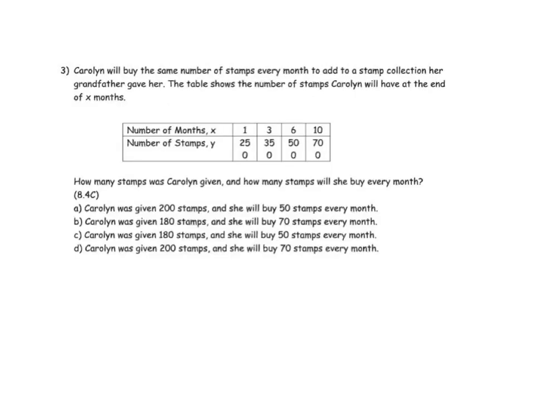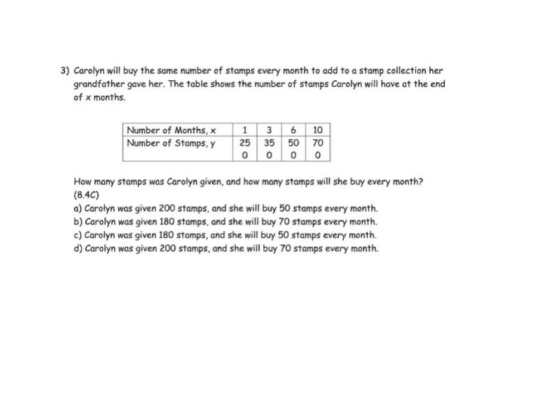Number 3. Carolyn will buy the same number of stamps every month to add to a stamp collection her grandfather gave her. The table shows the number of stamps Carolyn will have at the end of X months. How many stamps was Carolyn given, and how many stamps will she buy every month?